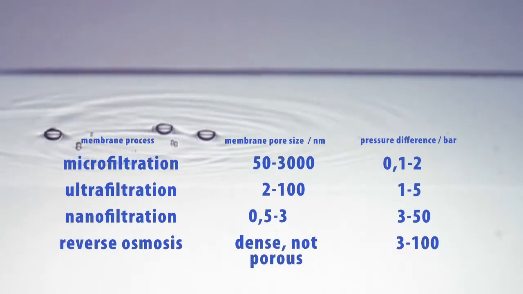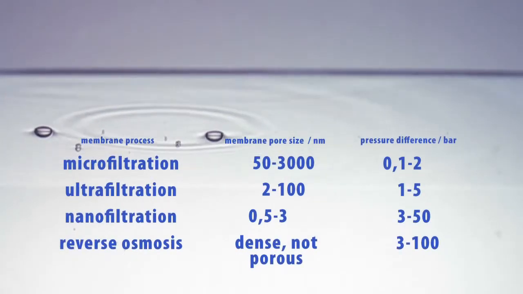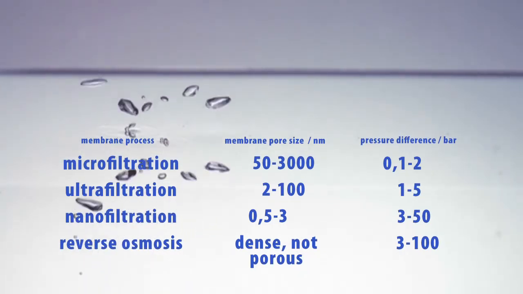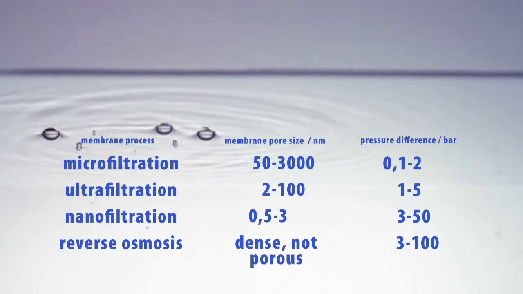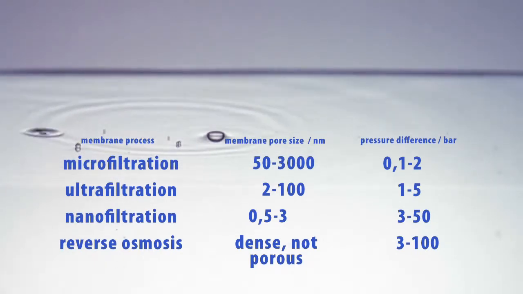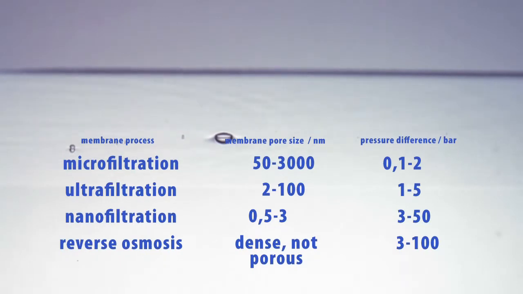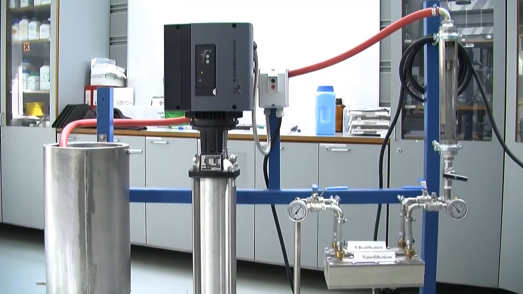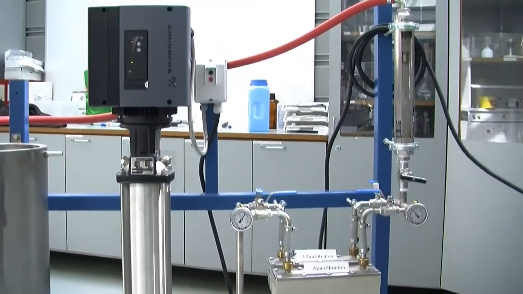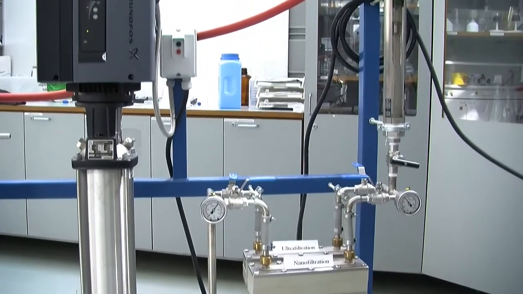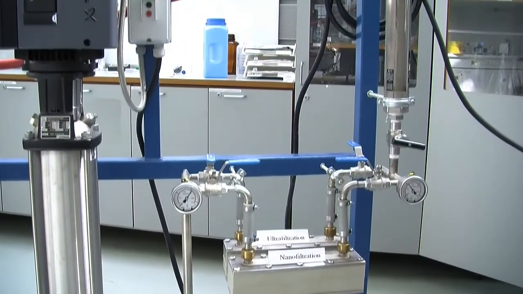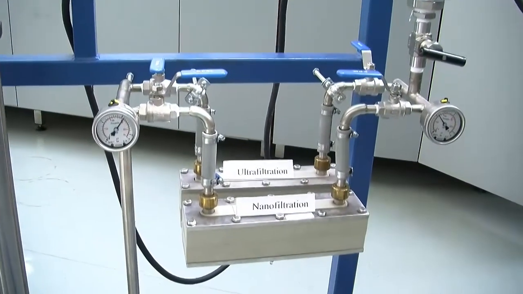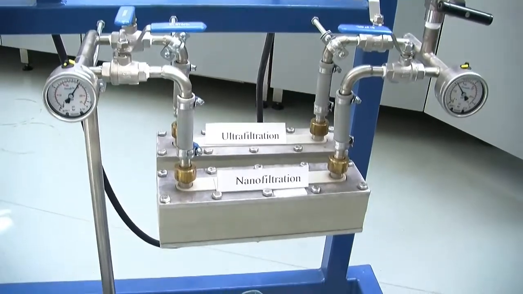Other more common pressure-driven membrane processes are microfiltration, ultrafiltration, and nanofiltration, which can be classified according to the mean pore size of the membranes and the operating pressure. In the environmental laboratory of the Vasa University of Applied Science, we have a laboratory-scale membrane filtration apparatus, which can be used to demonstrate all of the above-mentioned techniques. Our apparatus is based on the cross-flow principle.